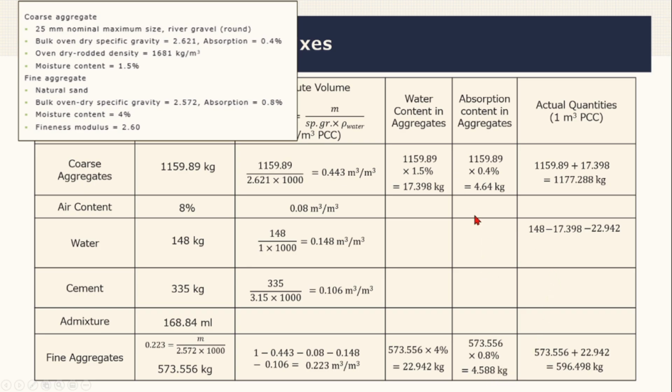These two quantities will be added to the water for concrete mix. Thus, we have here 4.64 plus 4.588, and the actual quantity now of the water is equal to 116.888 kilogram of water. And for the cement, this 335 will not change, giving us the actual quantity of 335. And for the admixture, still 168.84.